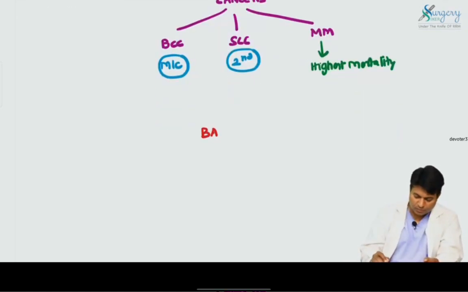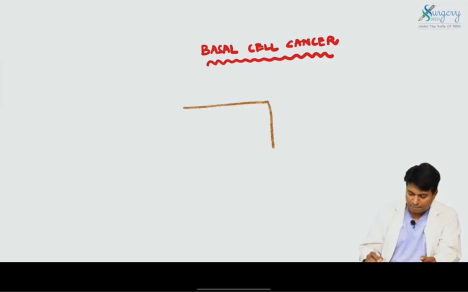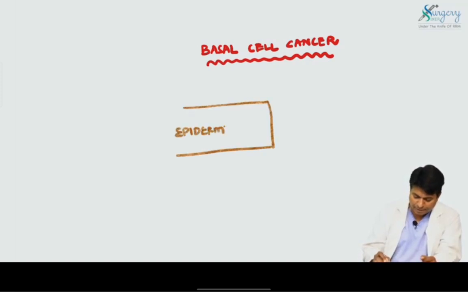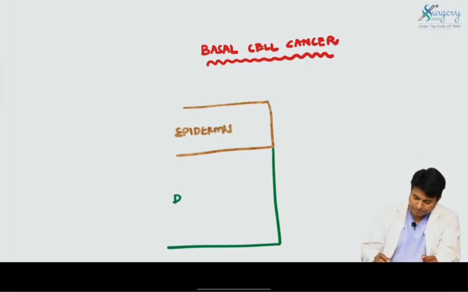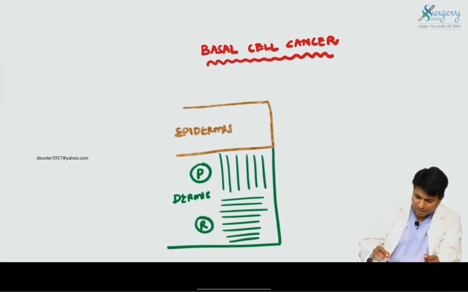Now let us see the points from basal cell cancer, full of MCQs. Before going into the depth of basal cell cancer, let me tell you one important point from anatomy. Anatomically, this is the epidermis, then comes the dermis. The dermis is divided into papillary dermis and reticular dermis, and below is the subcutaneous tissue.